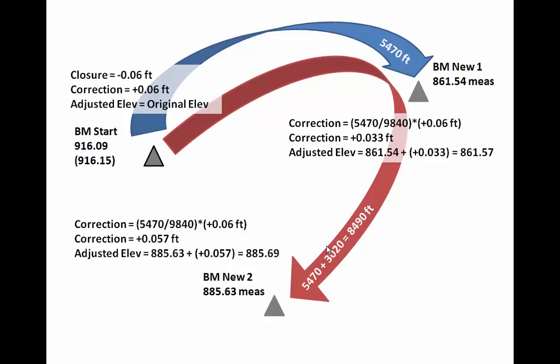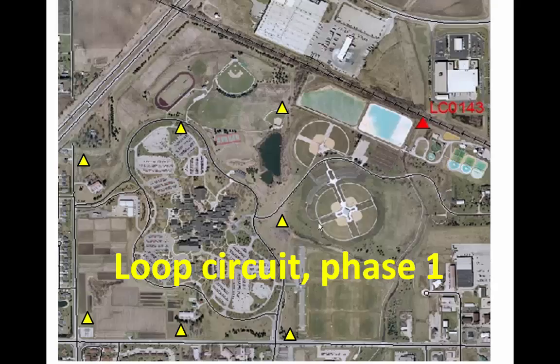So this is a very straightforward and simple example of how we use the cumulative distance from the beginning of the circuit as a fraction of the total circuit length times the circuit correction to get the correction at any particular benchmark. I want to give you an example then of how we go about planning small or even large level circuits. This example is how we actually established the control elevations on a network of control monuments here on the Parkland campus over 10 years ago.